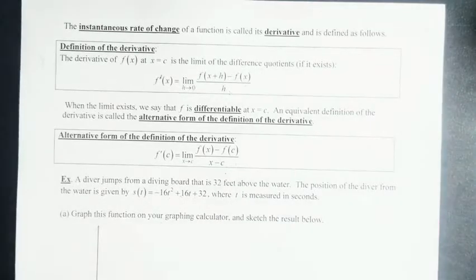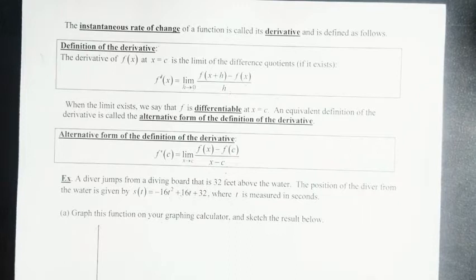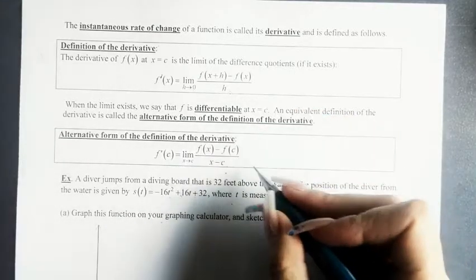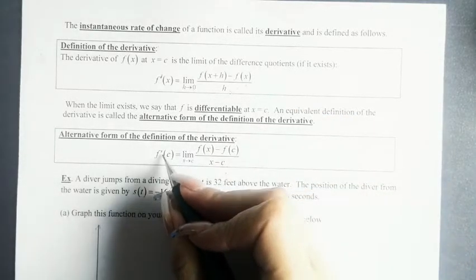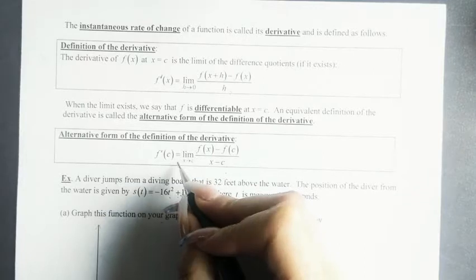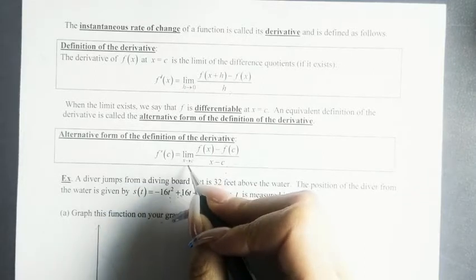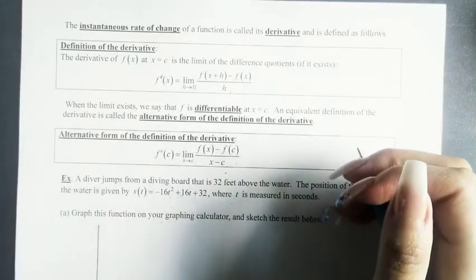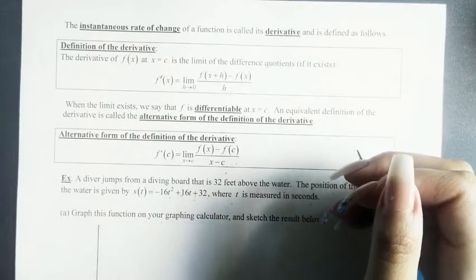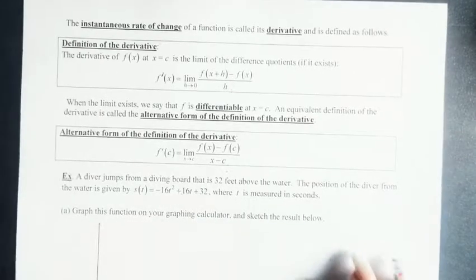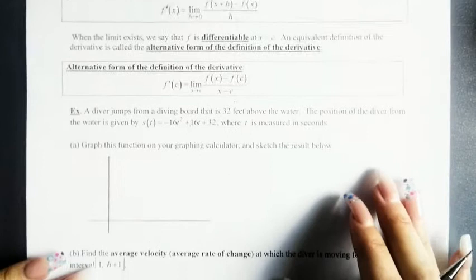And there's an equivalent definition of the derivative that we call the alternative form. It's exactly the same meaning. So we have that f prime of c is equal to the limit as x approaches c of f of x minus f of c, divided by x minus c. We're going to use these definitions for the next problem.